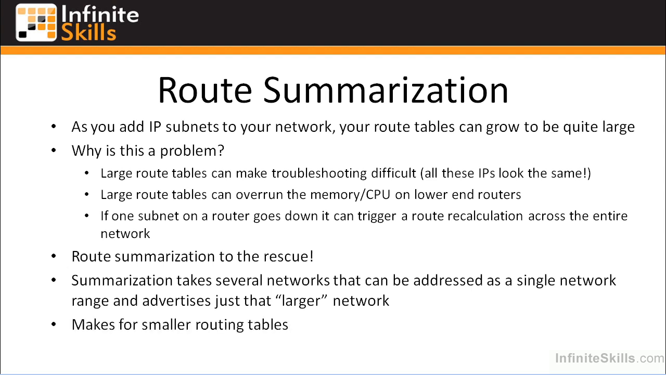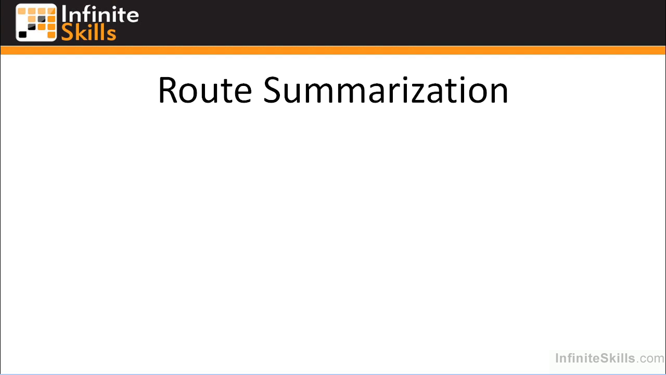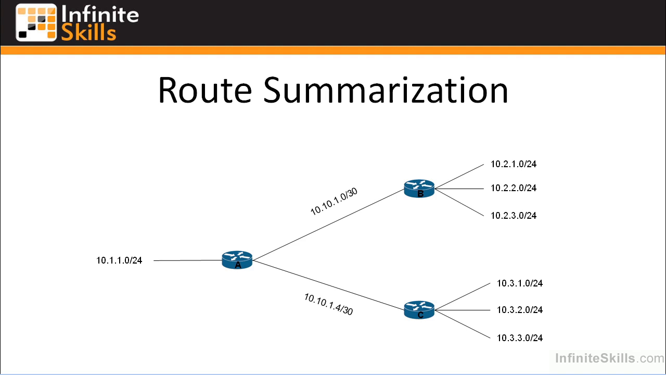The net effect of this is that you have smaller routing tables in all of the rest of the routers. Another side benefit of this is if one of those single networks that's behind that router goes down, the summary route back to the rest of the network is not affected, so it will not trigger a route recalculation except on that one router. So again, here's one of my lovely diagrams.